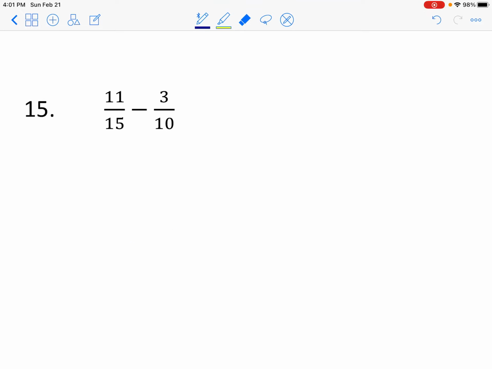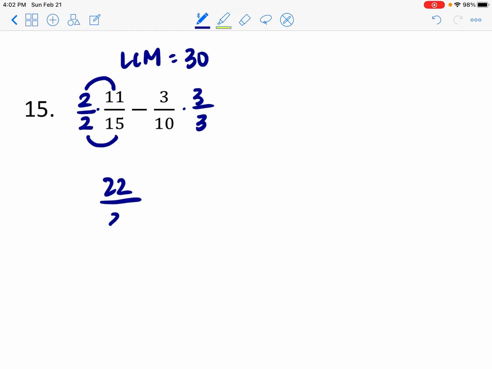If you like that way. If you don't like that way, 15 times 1 is 15, 15 times 2 is 30, and then I stop there because both 15 and 10 go into 30. Okay, so least common multiple is going to be 30. So to get from 15 to 30, I'm going to multiply by 2. And to get from 10 to 30, I'm going to multiply by 3. So I'm looking at 22 over 30. And I want to subtract 9 over 30. And 22 minus 9 is going to be 13.